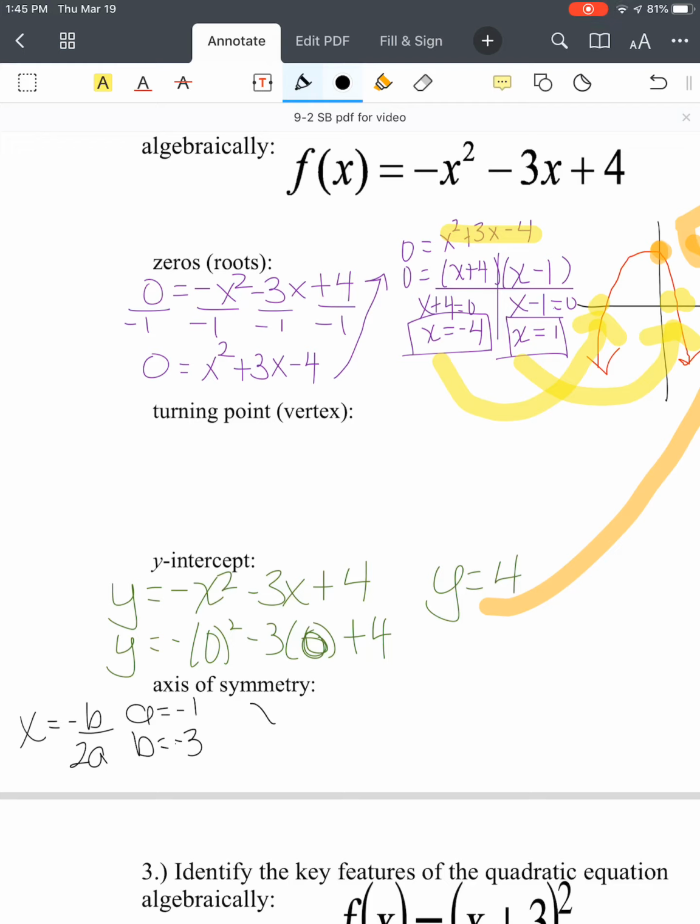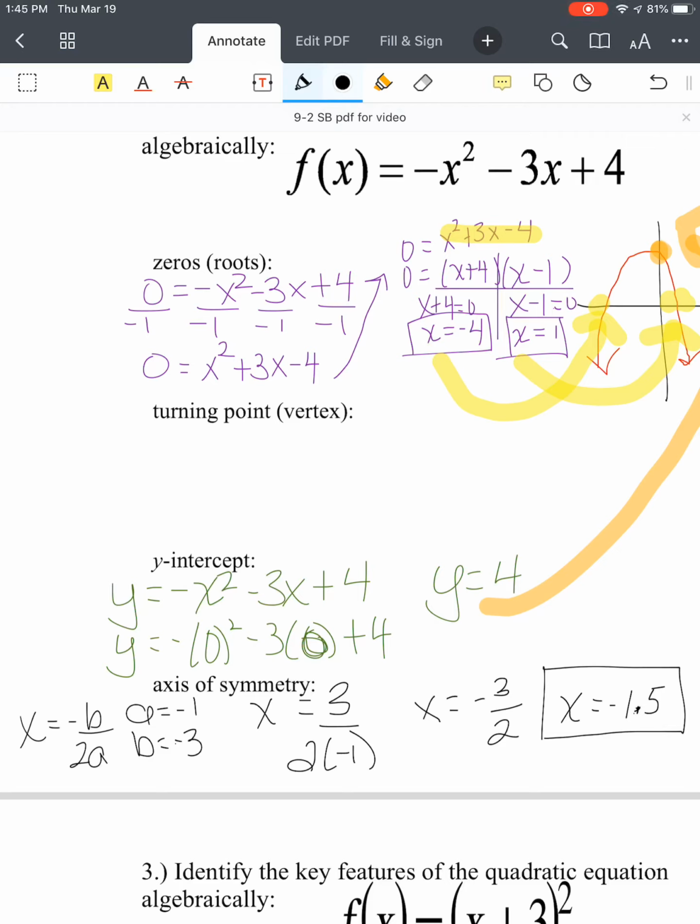So let's plug in. So x equals -b. So it's -(-3). -(-3), as you know, is +3. Over 2a, so 2 times -1. So when I plug that into my calculator, I'm going to get x equals -3 over 2, or we might want to write it as x equals -1.5. -3 over 2 is -1.5.